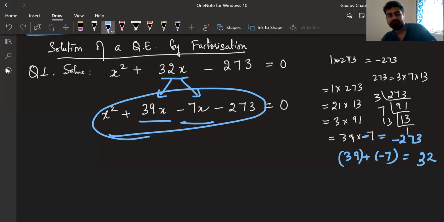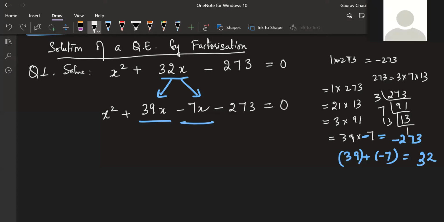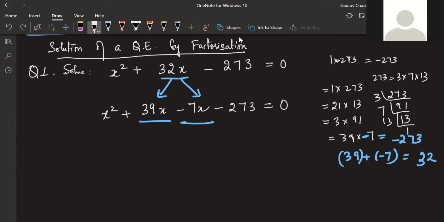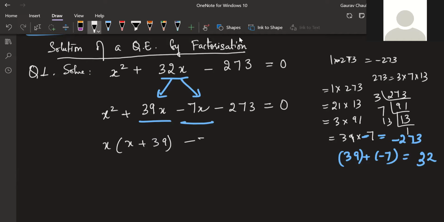Bindu, can you take it up from here? What comes next? Next we can write x into x. You're basically taking x common right now. Go ahead, Bindu. X into x bracket x plus 39, close bracket. You're saying x bracket x plus 39, right? Yes, sir. Minus 7.